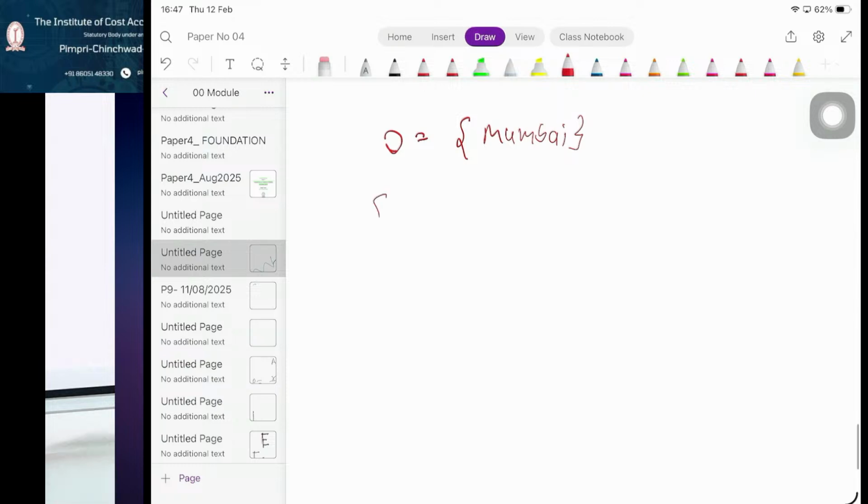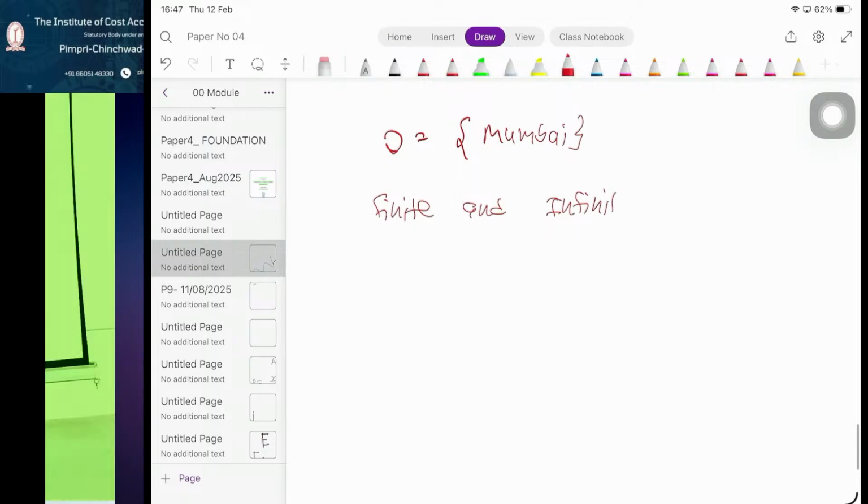Next is finite and infinite sets. Finite means we know it, that is called finite. And infinite means we don't know, countless, that is called infinite. Stars in the sky are visible, we can keep counting, but that should not be proper. Many more will remain in it, that is infinite.